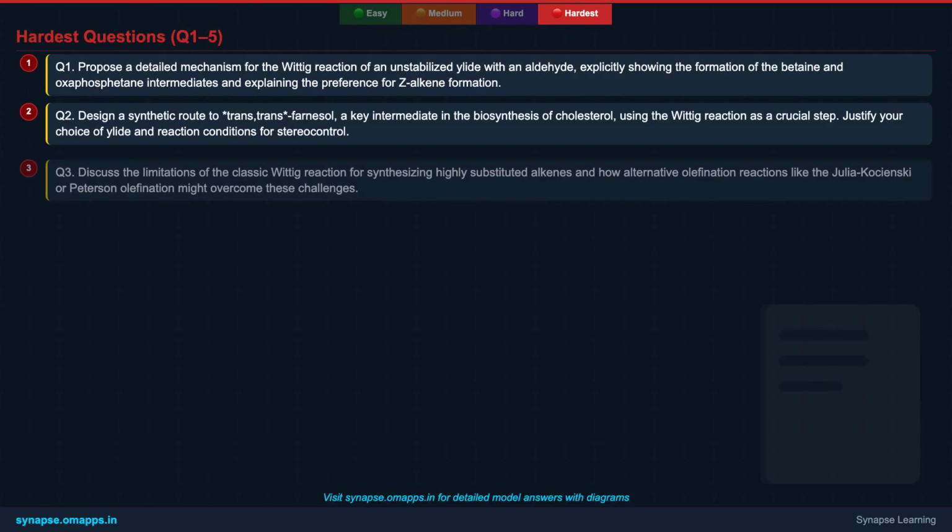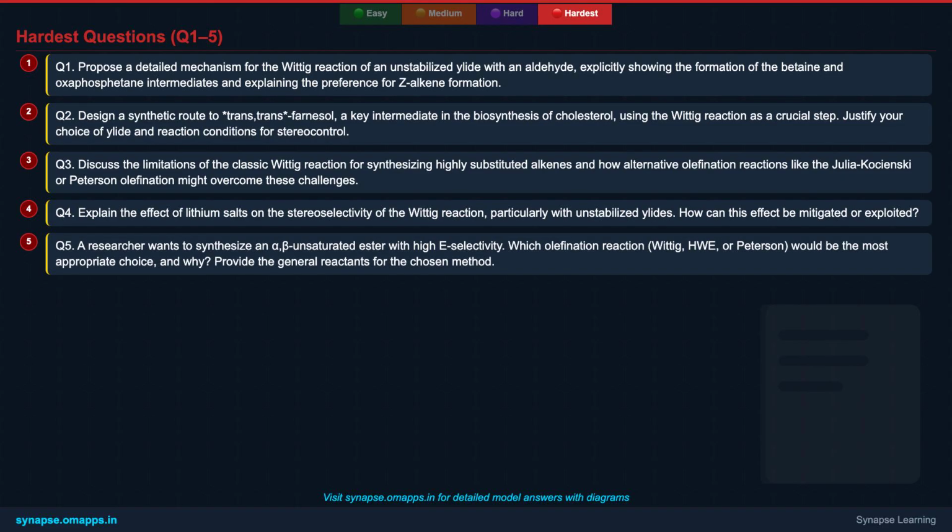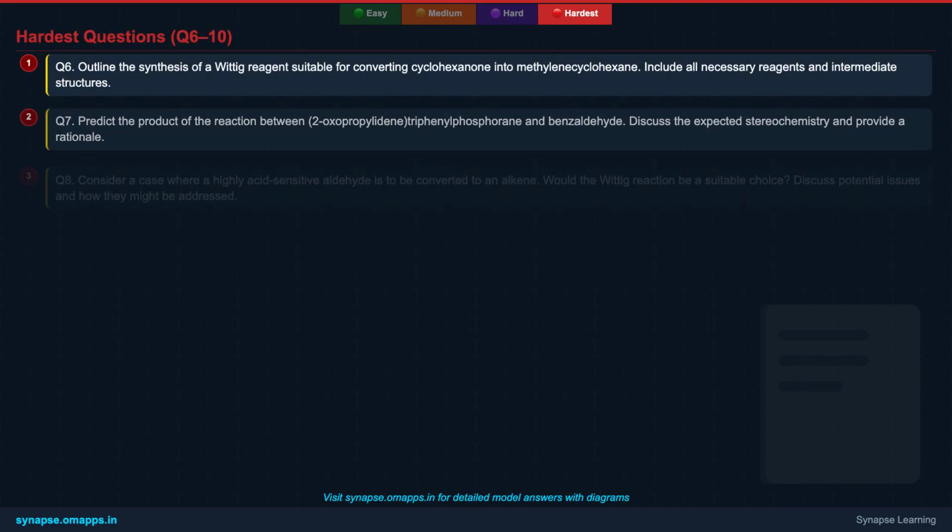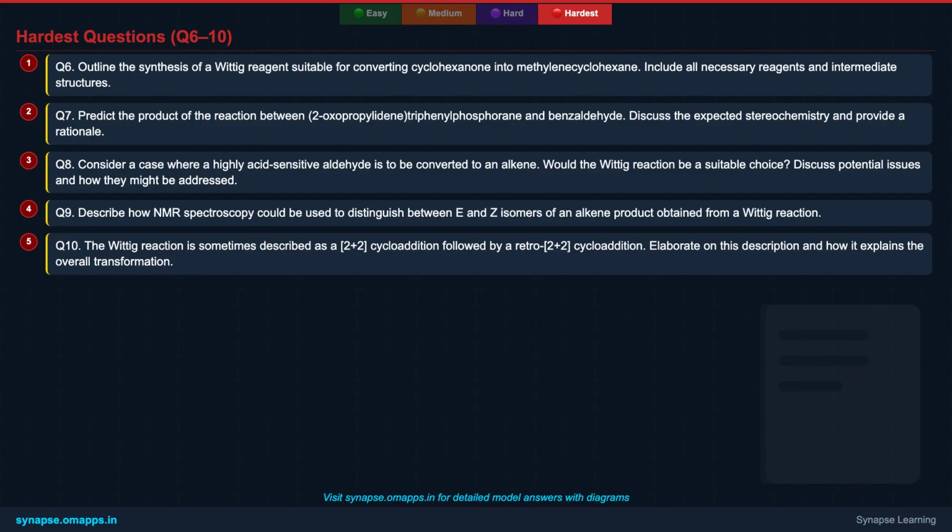Let's tackle the first set of 5 challenging questions. These problems demand a deep understanding of mechanisms, synthetic strategies, and advanced stereochemical control. Now, for the final 5 questions. These will further test your ability to integrate knowledge from various aspects of the Wittig reaction and related chemistries. Good luck!